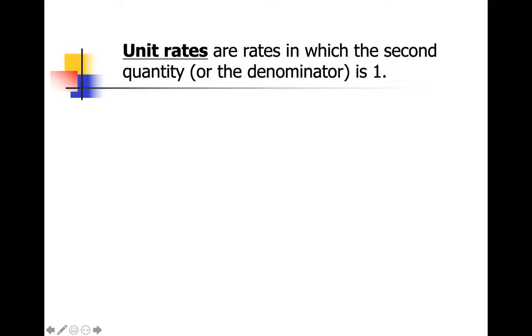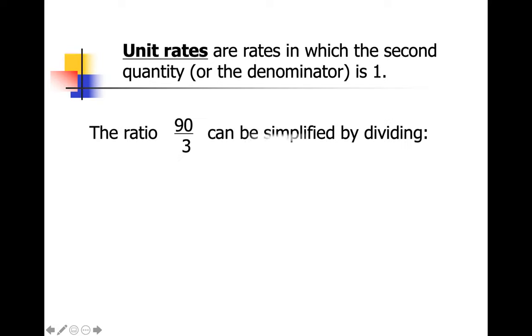So if we're talking about 90 miles per 3 gallons, we want to reduce that so that it's out of 1. See how right now it's out of 3? We want to reduce it so it's out of 1. And sometimes it works perfectly, where I have 90 divided by 3. Sometimes you're going to get a fraction or a decimal. Okay.